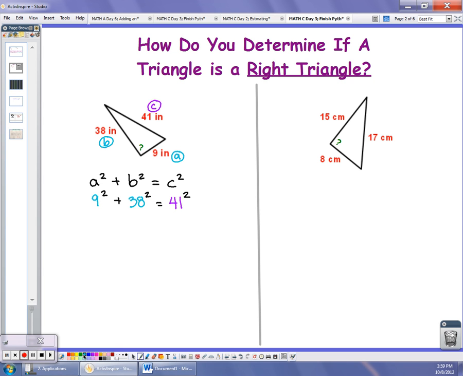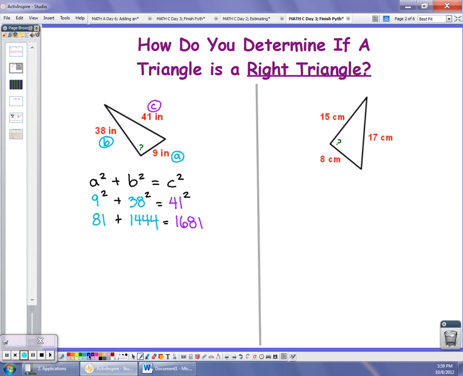And all we got to do is do the math. 9 squared is 81 plus 38 squared, which is 1,444. And that is equal to 41 squared. And 41 squared is 1,681.